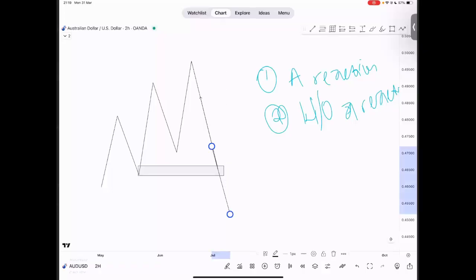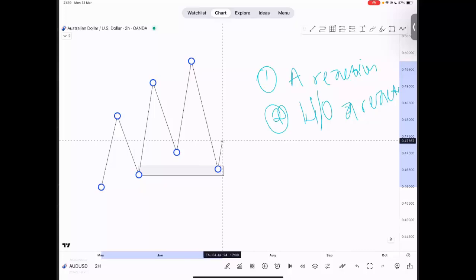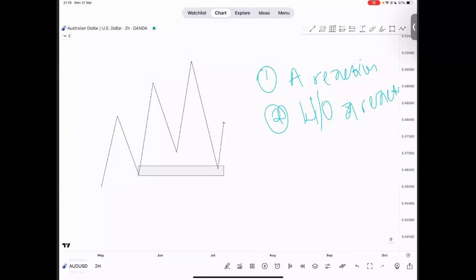Now, these two things are going to create two different things. That is why, if you're looking at a failed order block, it is very important that you pay attention to how it failed. Did it fail with a significant reaction to it, or without a significant reaction to it? That is going to tell you what is created.